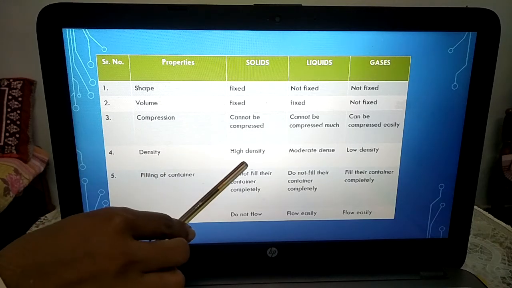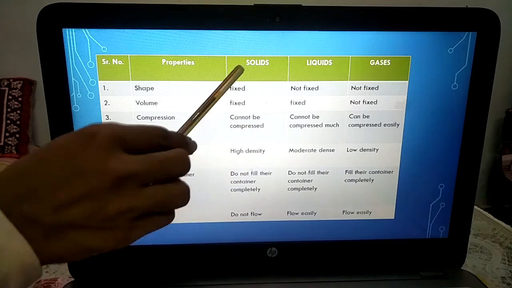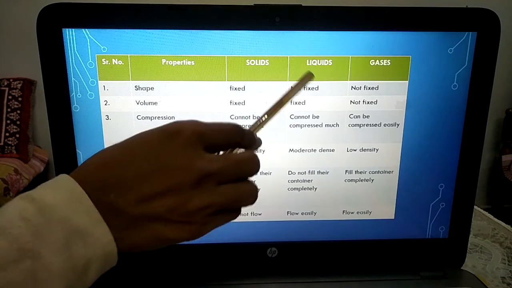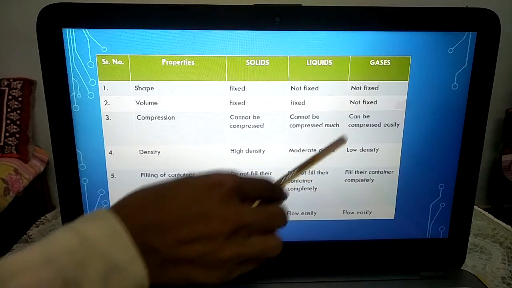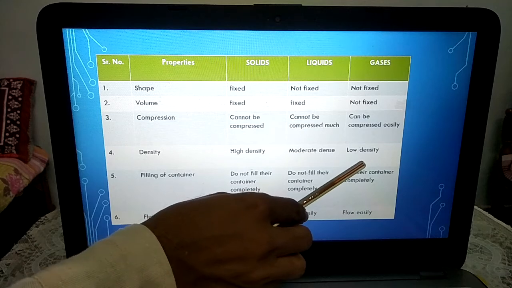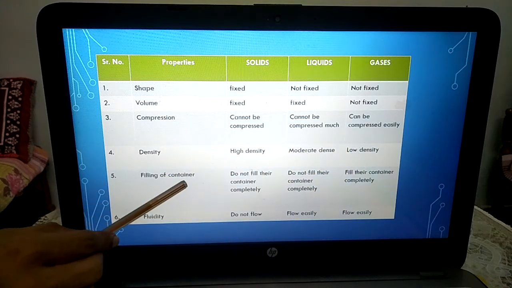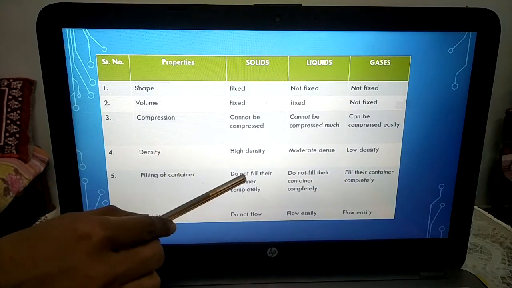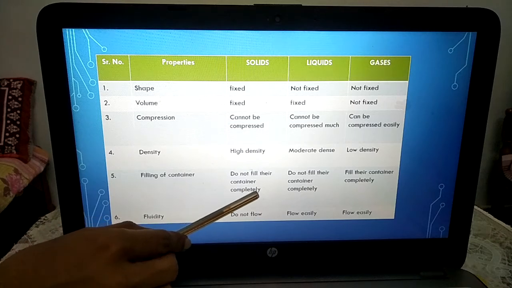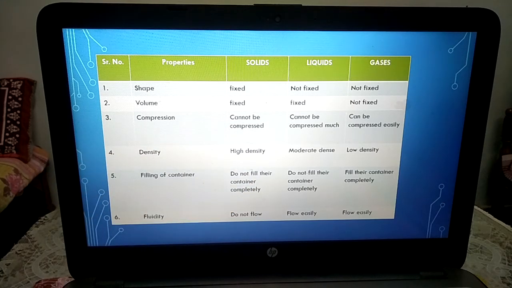Density: solids have high density, liquids have moderate density, and gases have low density. Filling of container. Solids do not fill their container completely, because when you put bricks in a container, some space is left. It does not fully fill the container.